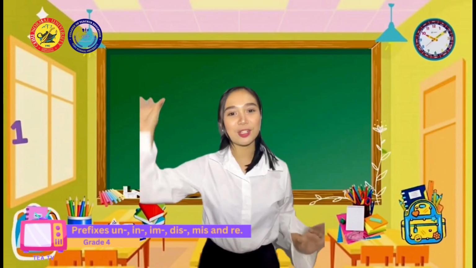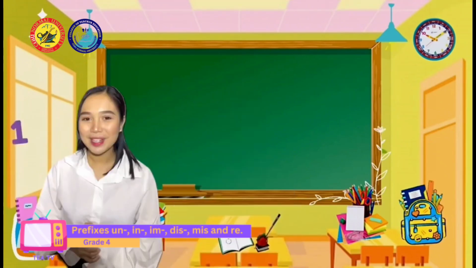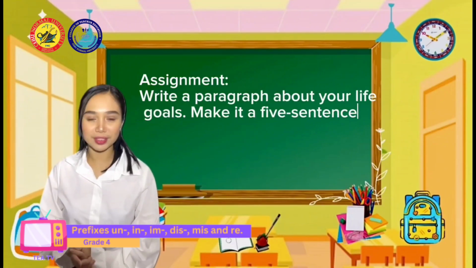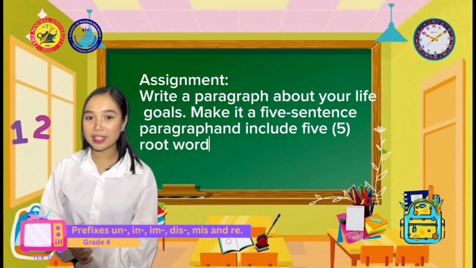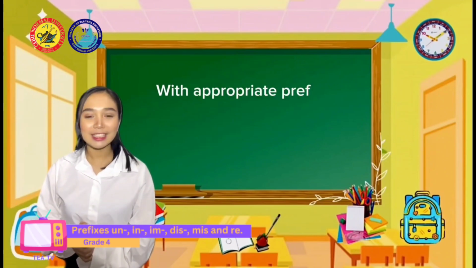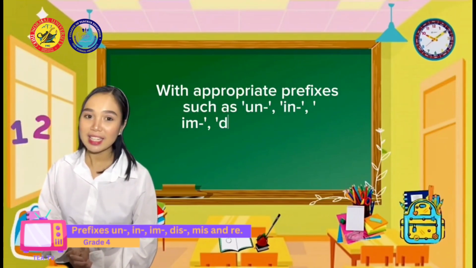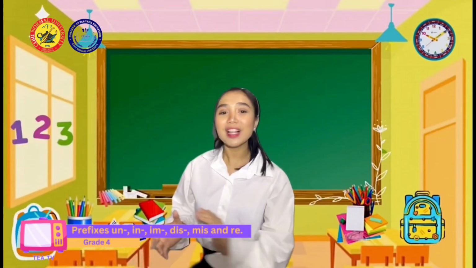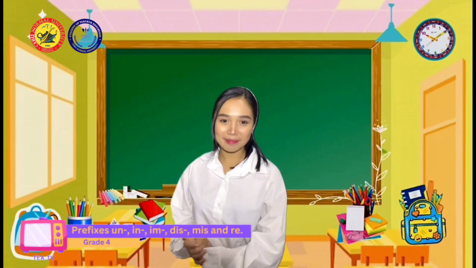So now, to deepen your knowledge of prefixes, we have an exciting assignment for you. In your assignment notebook, write a paragraph about your life goals. Make it a 5-sentence paragraph and include 5 root words with appropriate prefixes such as un, in, im, dis, and re. Tomorrow, we'll have a sharing session by pairs where you can share your awesome paragraphs with your classmates.